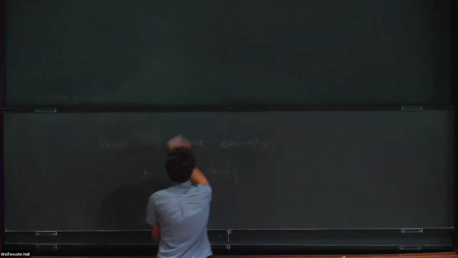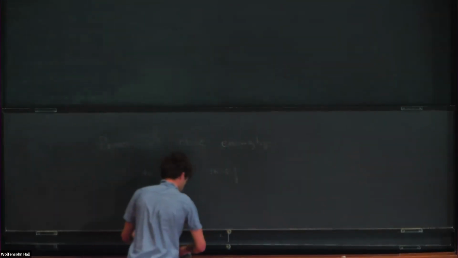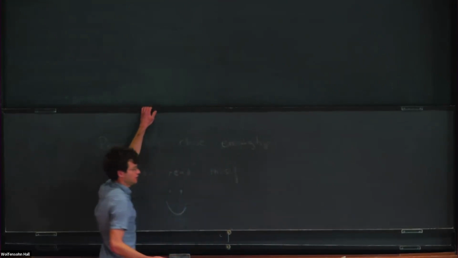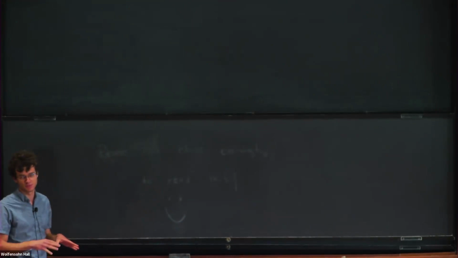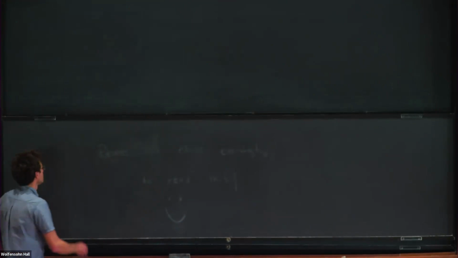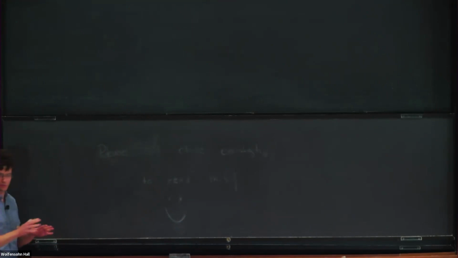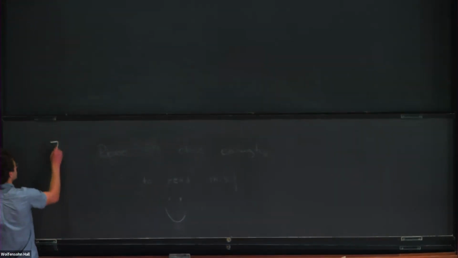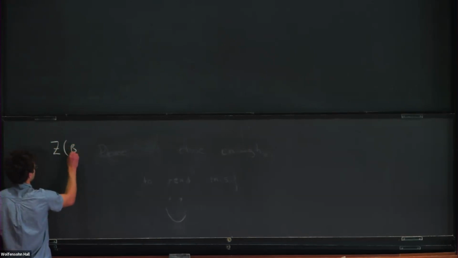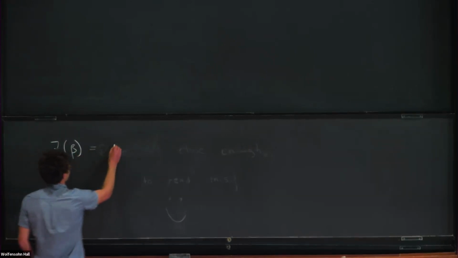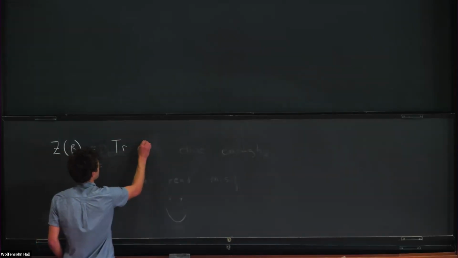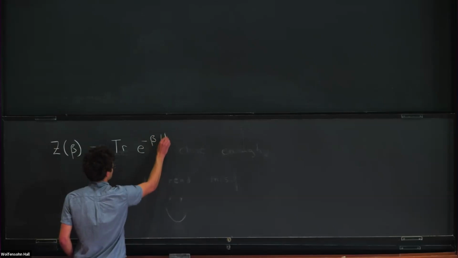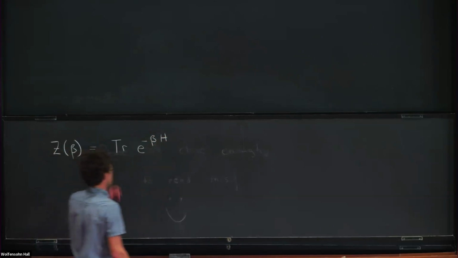So I want to start by writing a couple of very basic formulas so that we can agree on some notation. This has nothing to do with black holes, just formulas for quantum mechanics. So we'll call Z of beta the thermal partition function, trace e to the minus beta H. Beta is the inverse temperature.